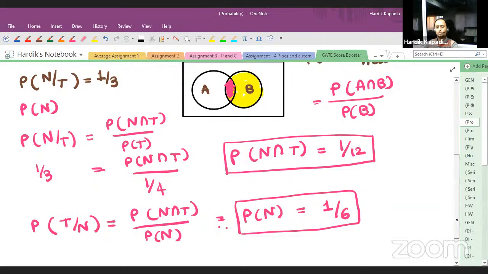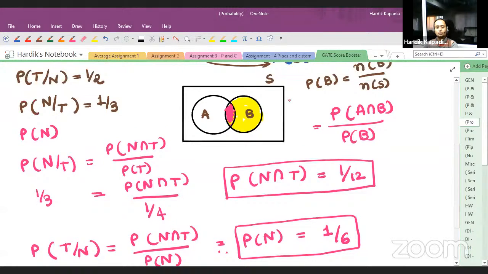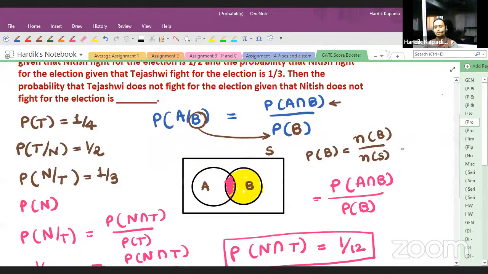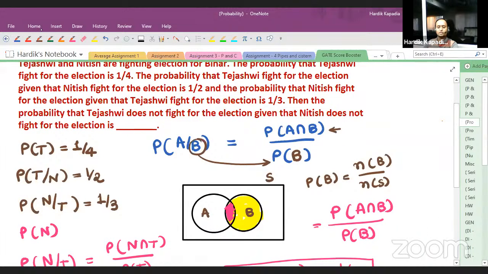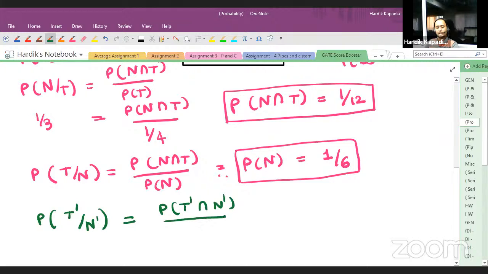Okay. So now what we need to find out is the probability that Tejasvi does not fight for the election, given that Nitish does not fight for the election. So probability of T dash given N dash, which is equal to probability of T dash intersection N dash divided by probability of N dash. So now one more concept is De Morgan's rule.